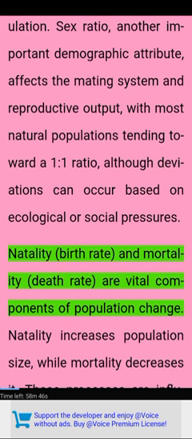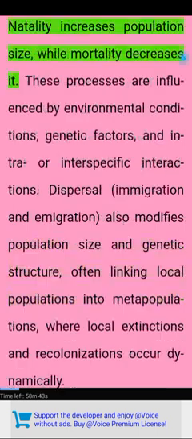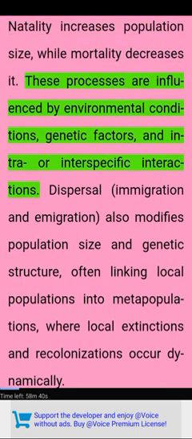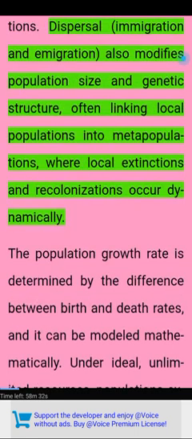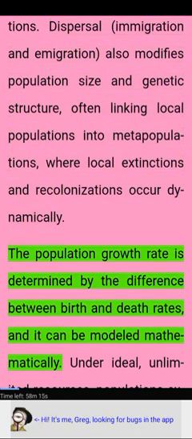Natality, birth rate, and mortality, death rate, are vital components of population change. Natality increases population size, while mortality decreases it. These processes are influenced by environmental conditions, genetic factors, and intraspecific or interspecific interactions. Dispersal, immigration and emigration, also modifies population size and genetic structure, often linking local populations into metapopulations, where local extinctions and recolonizations occur dynamically. The population growth rate is determined by the difference between birth and death rates, and it can be modeled mathematically.